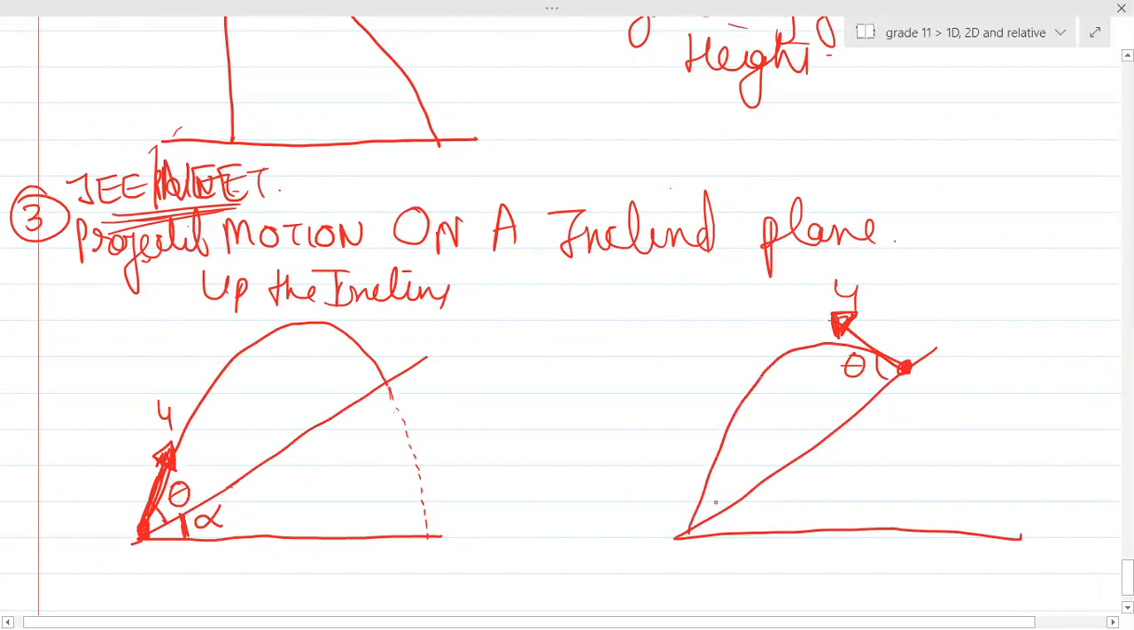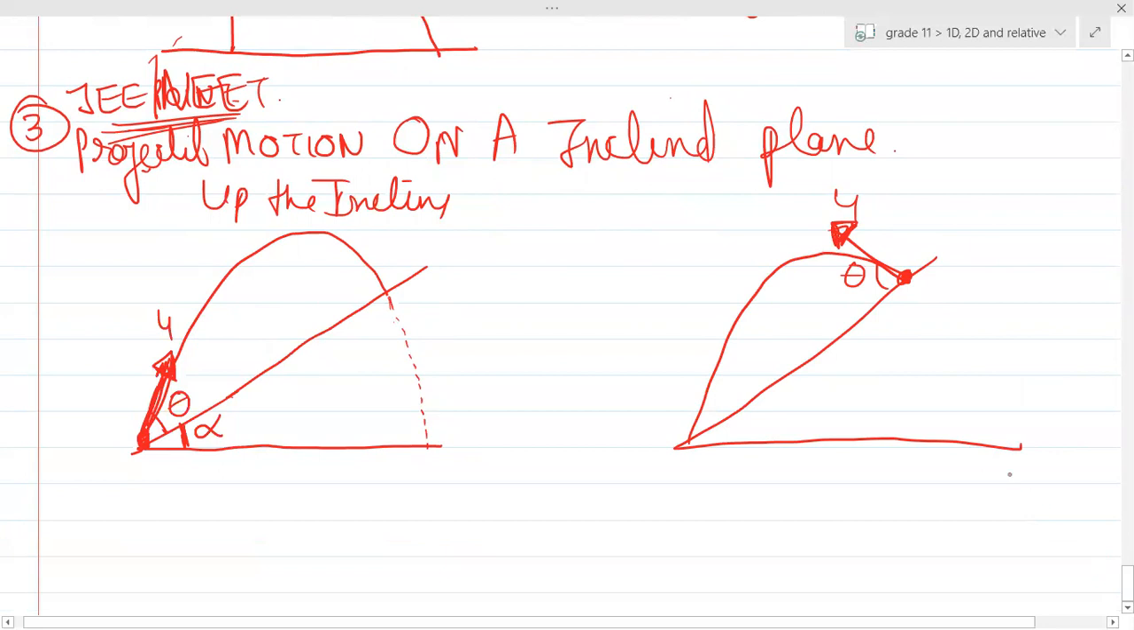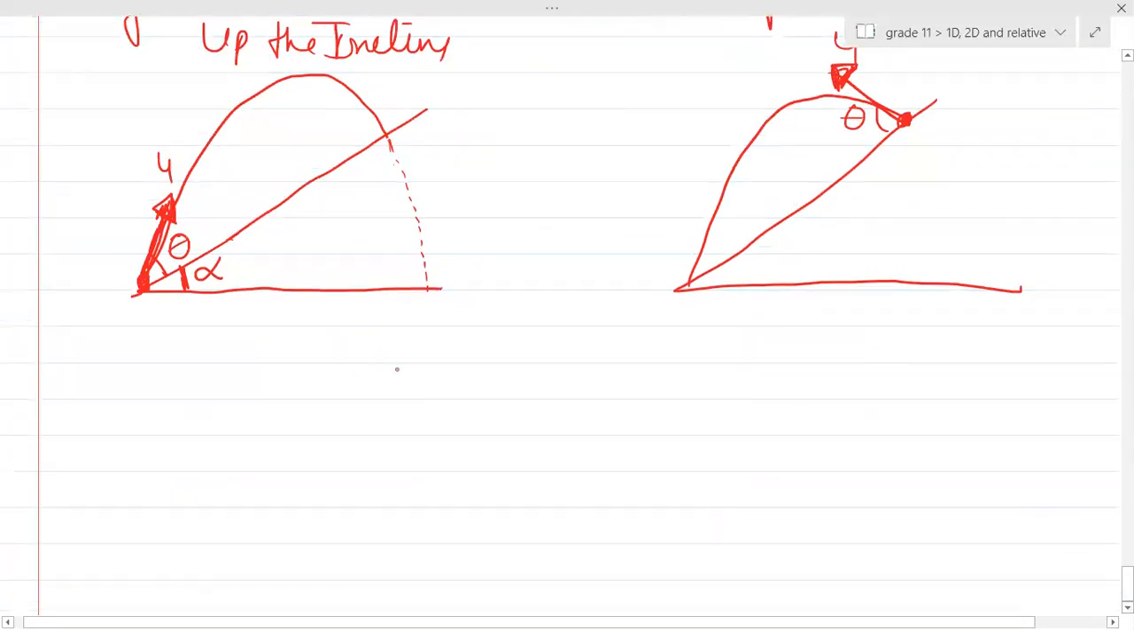Is this clear, guys? So basically, these are the two different types of motion. So shall we start? What's the time? 19:51. Yes, there is 20 minutes. We can start.